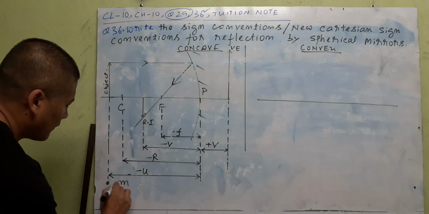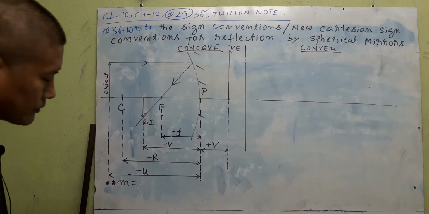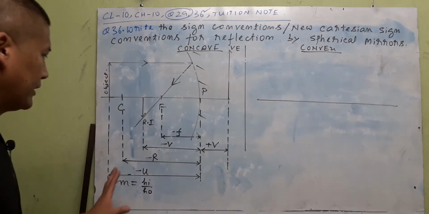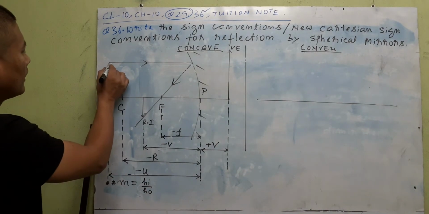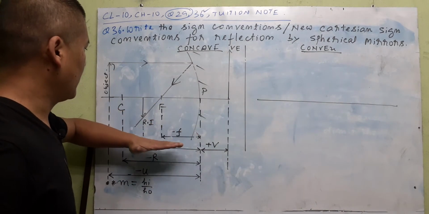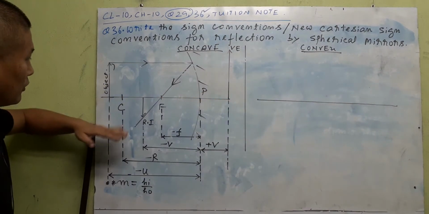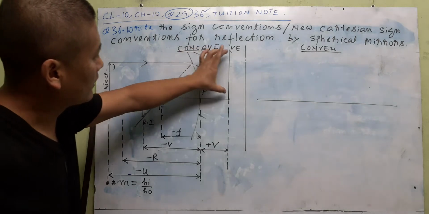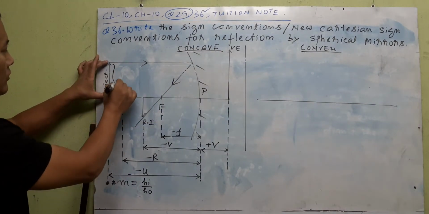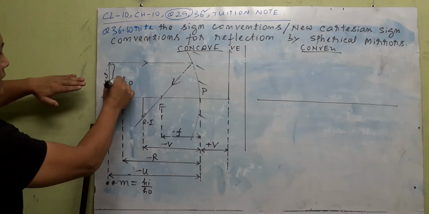Now, one more thing here, the M formula. The magnification formula for a mirror is HI by HO, height of image by height of object. Just write that down. Now, height is the distance measured parallel to the principal axis. There are some distances above the principal axis and some below, like this is below, this is above the principal axis. So the actual height of the object is called object height, HO. Anything above the principal axis will be plus.